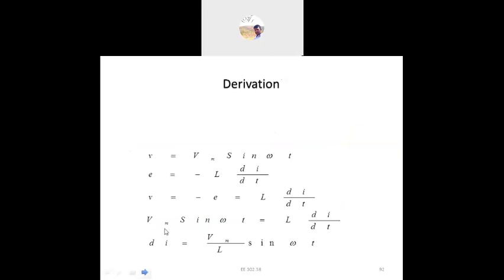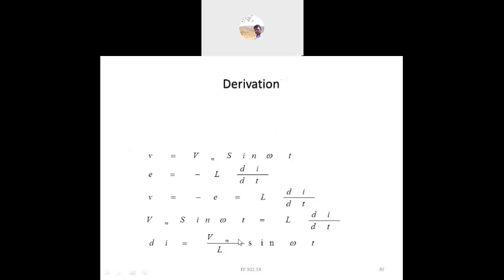Next we'll talk about the derivation. The supplied voltage is Vm sin omega t. The voltage drop is minus L di by dt, which is in the opposing direction, since the induced voltage is opposite, that's why we take the minus sign. So V is equal to minus of minus L di by dt, so Vm sin omega t is equal to L di by dt. Equating both, we get di by dt.